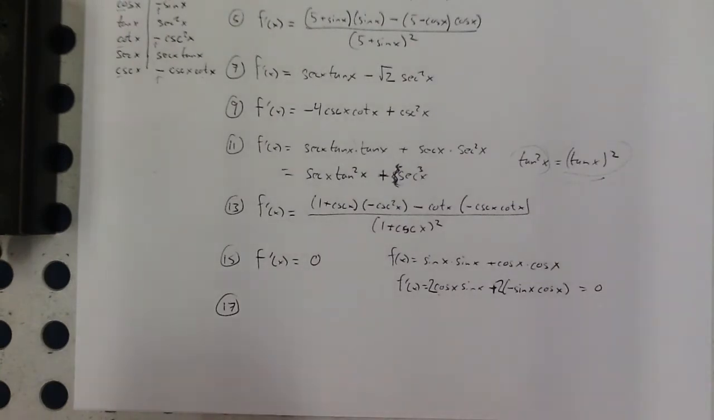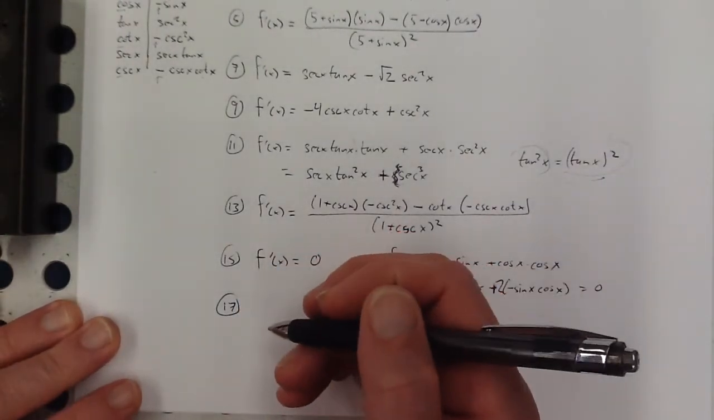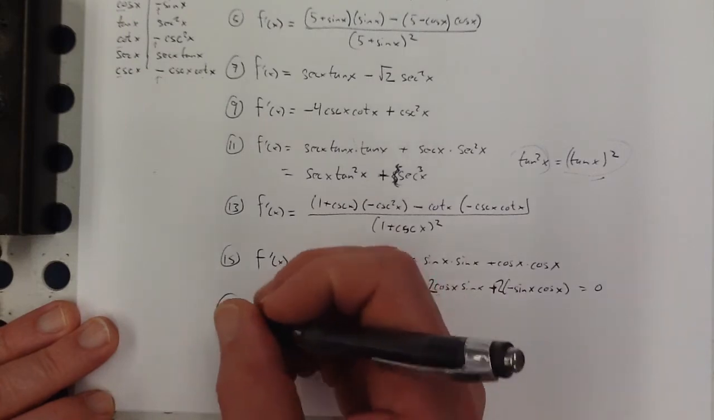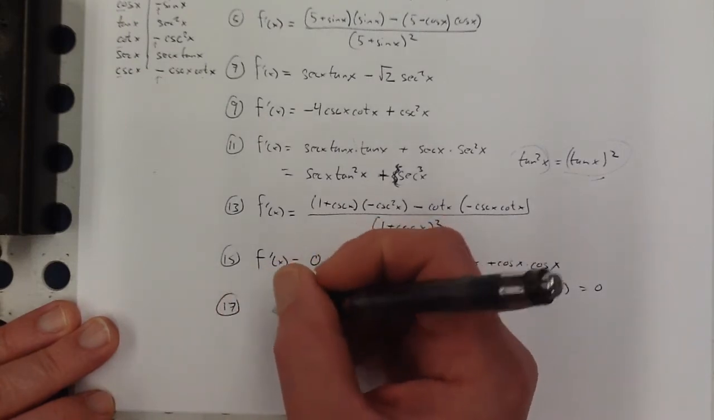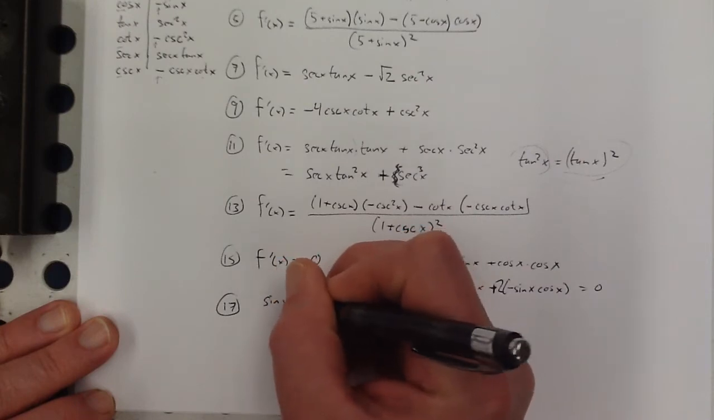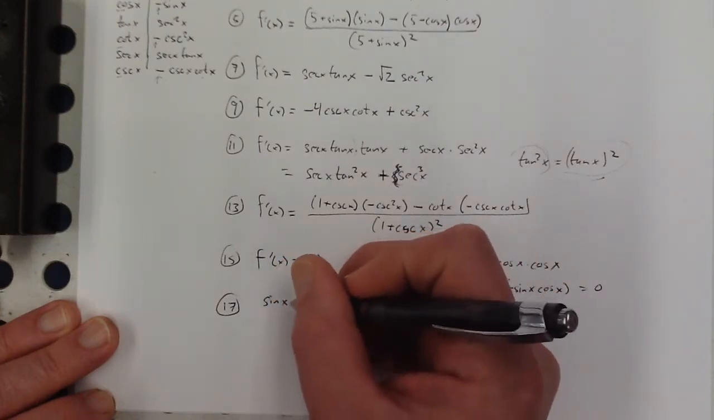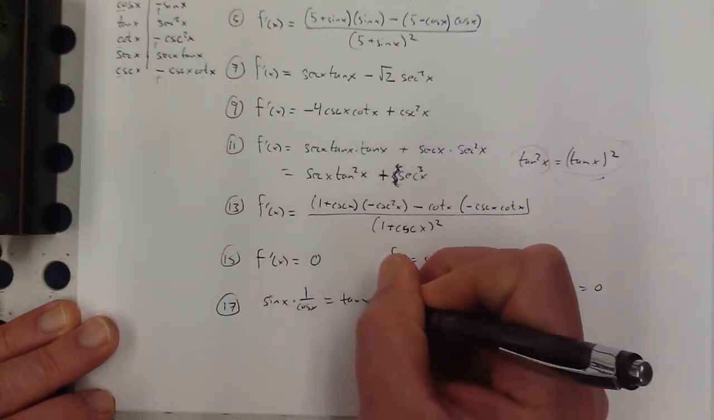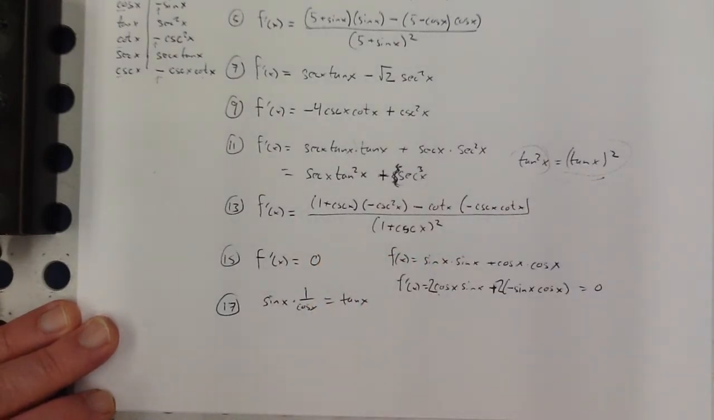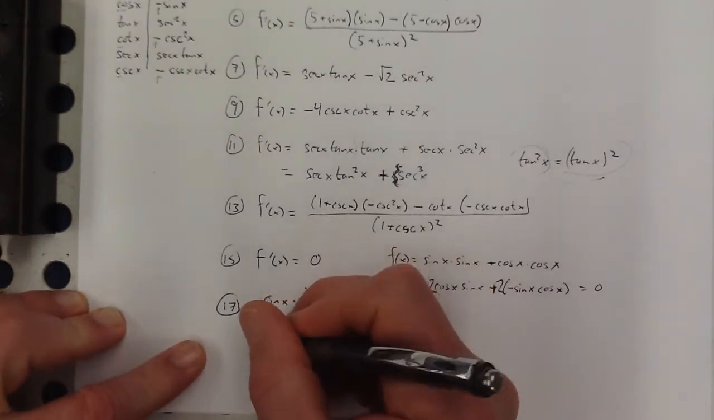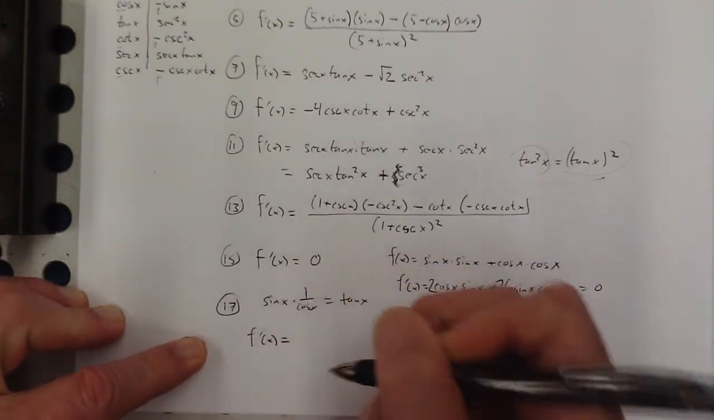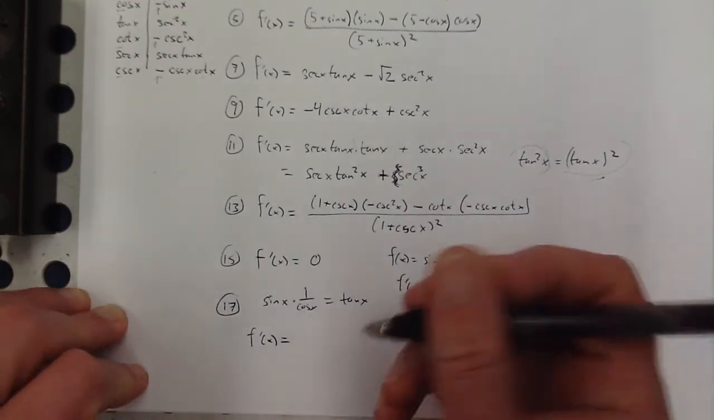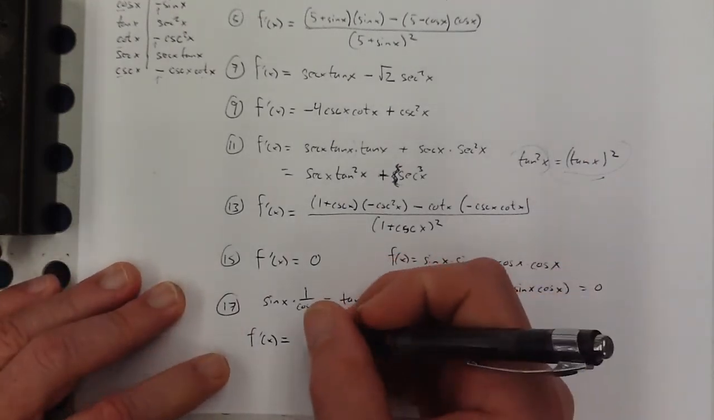In 17, there's a little bit of a benefit here if you recognize that sine x on the top of our f of x, we have sine x times secant x, but secant is 1 over cosine x, and that's equal to tangent x, and that's going to save us some trouble. So the top of this, instead of being sine x secant x, is just tangent x. So when I do my quotient rule, it makes things a little easier.